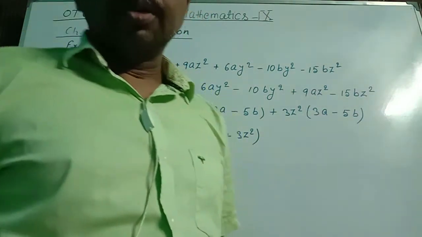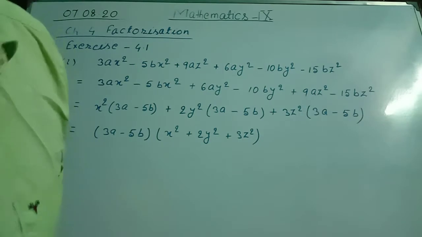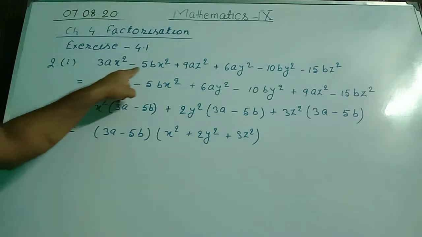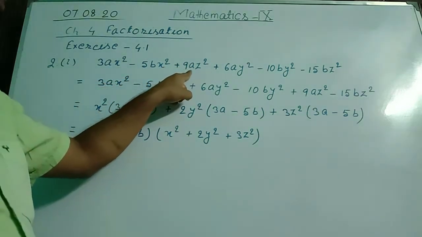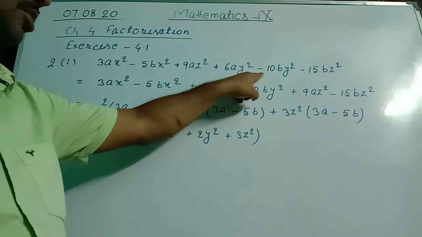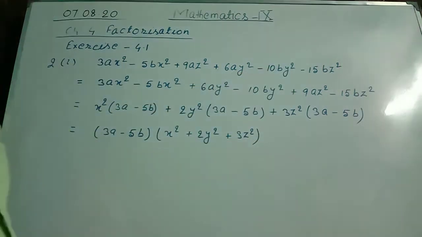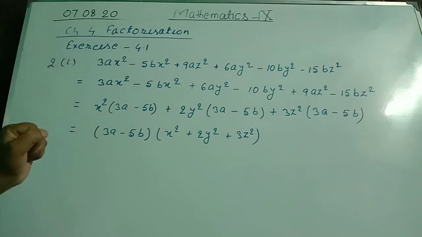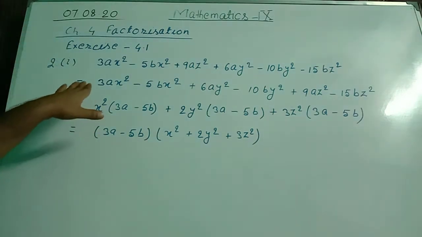In this period of mathematics, we are solving factorization chapter 4, exercise 4.1, question number 2, Roman number 1. The expression is 3ax² − 5bx² + 9az² + 6ay² − 10by² − 15bz². So at first we have to make groups to take the common terms.